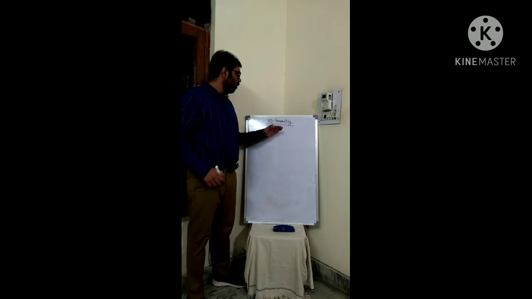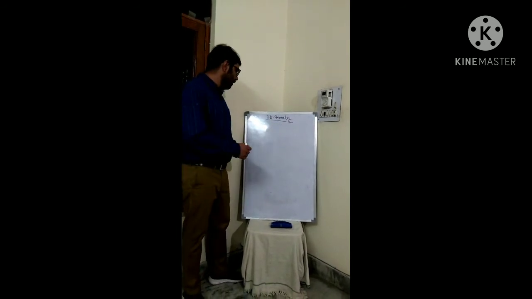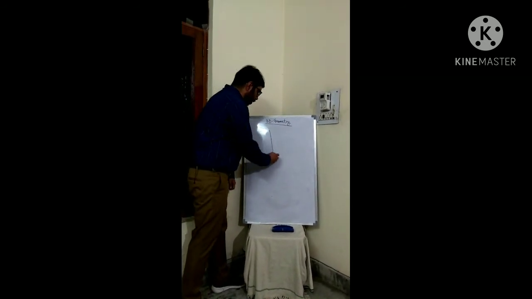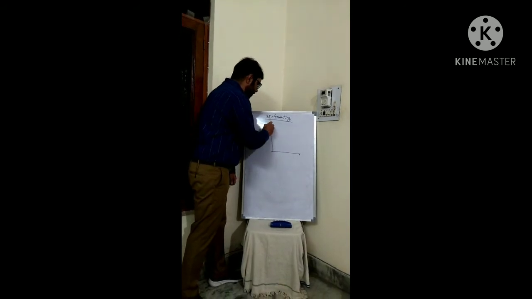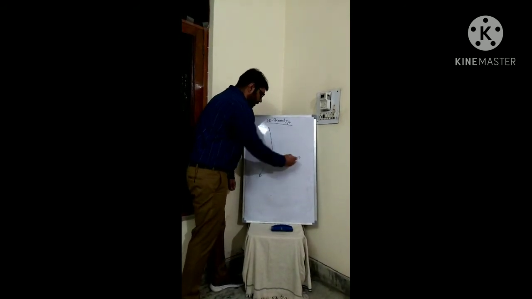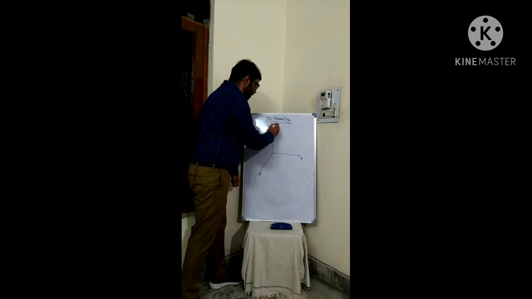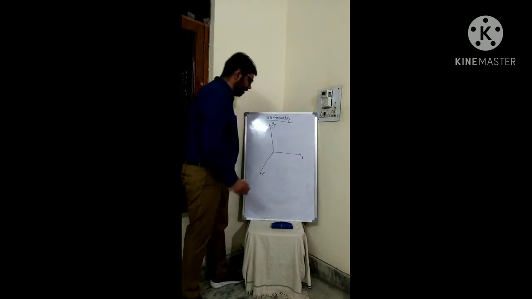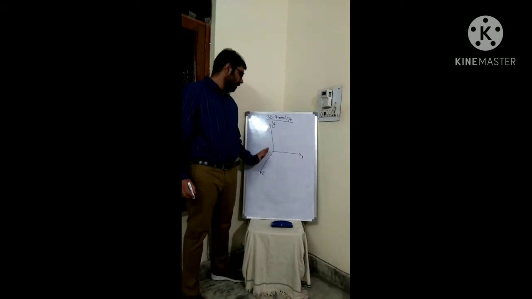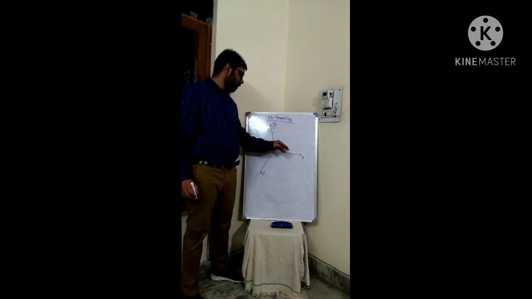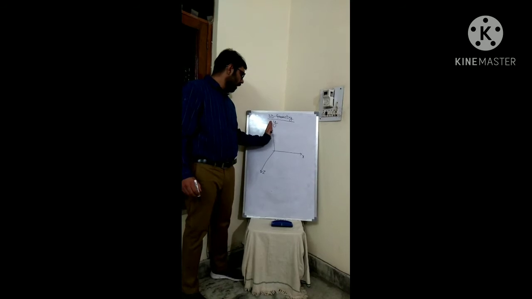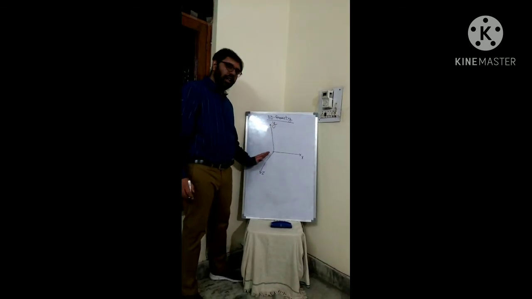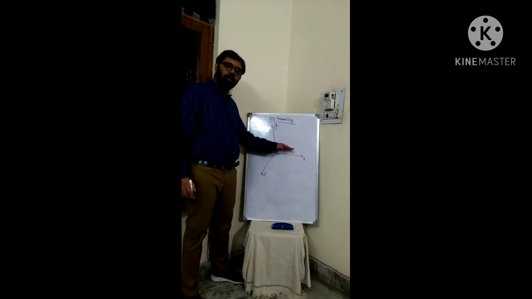So in three-dimensional geometry, basically we need to deal with the coordinate axes, three coordinate axes. One is the x-axis, another is the y-axis, and the third is the z-axis. These three coordinate axes are mutually perpendicular to each other, which means the x-axis is perpendicular to the y-axis, the y-axis is perpendicular to the z-axis, and the z-axis is perpendicular to the x-axis.